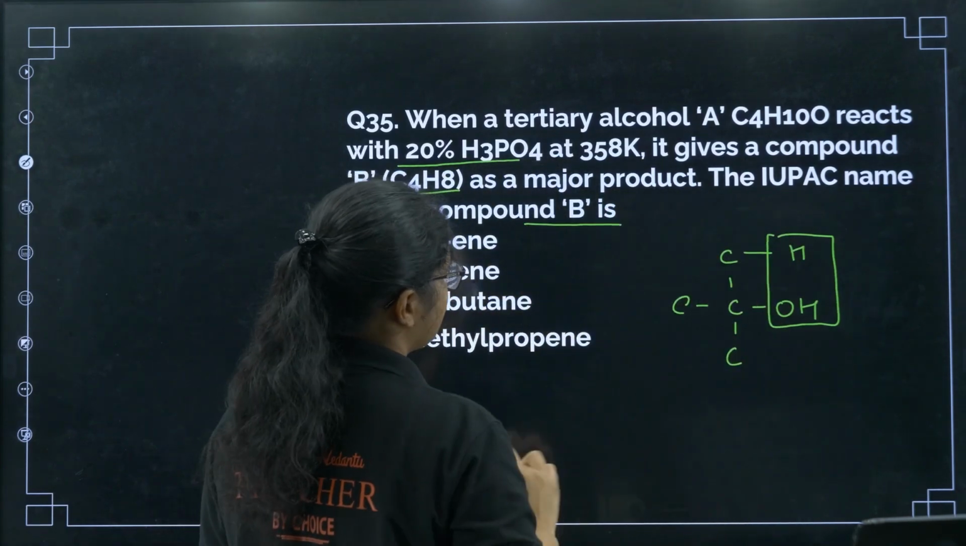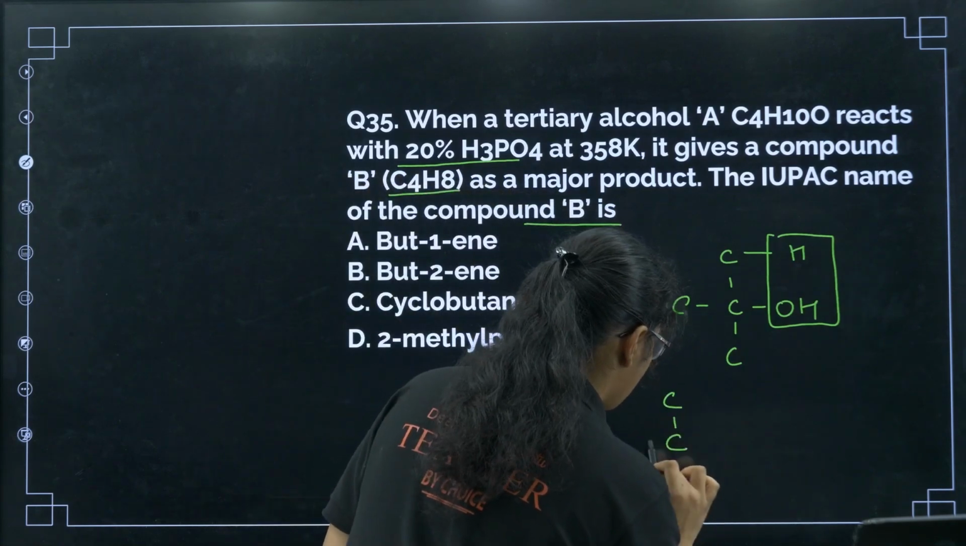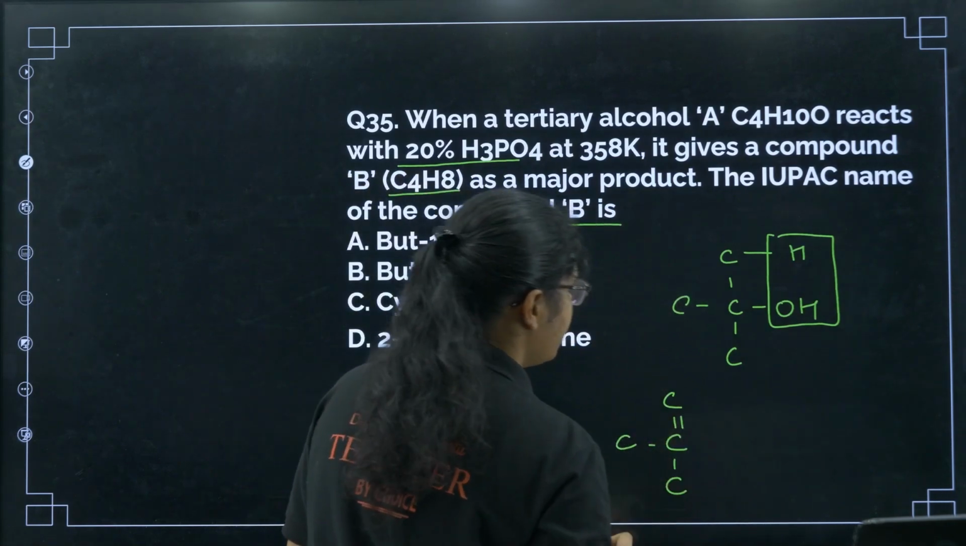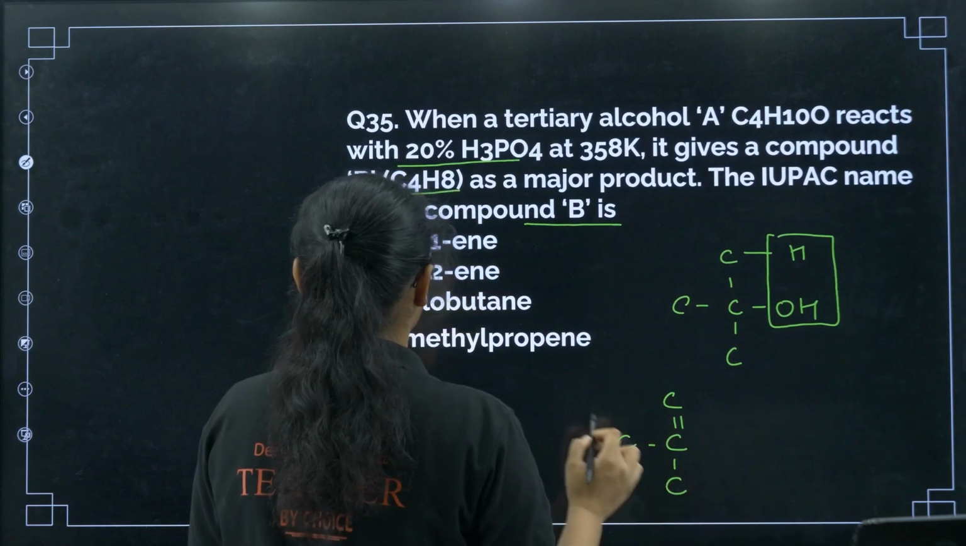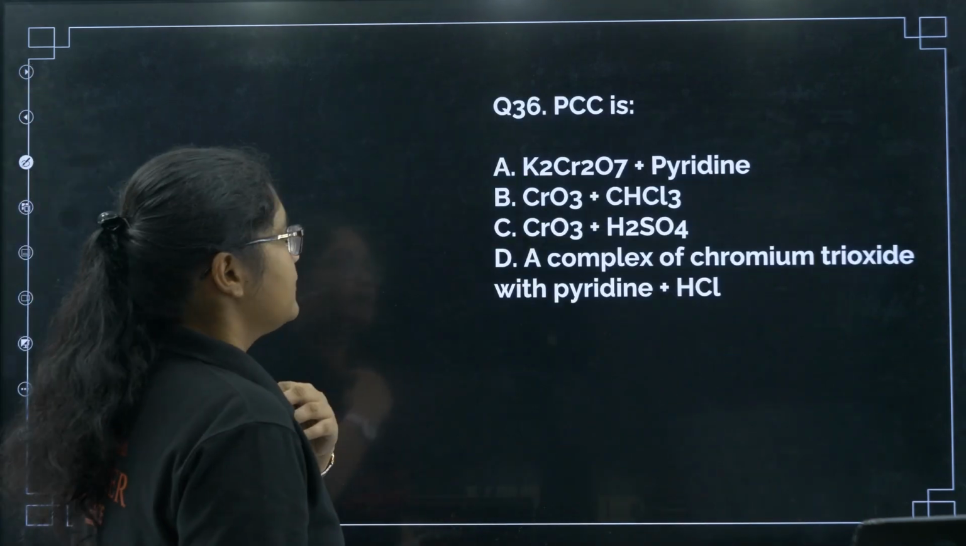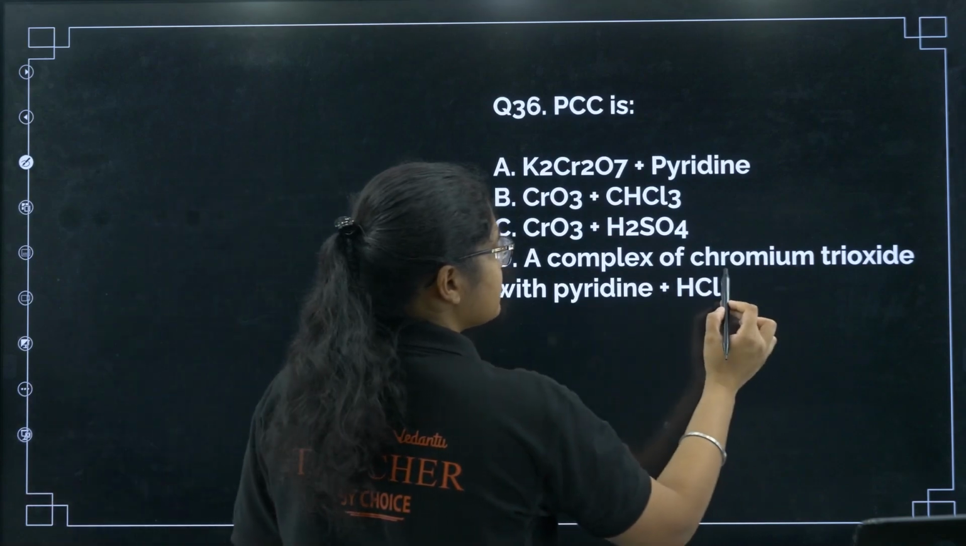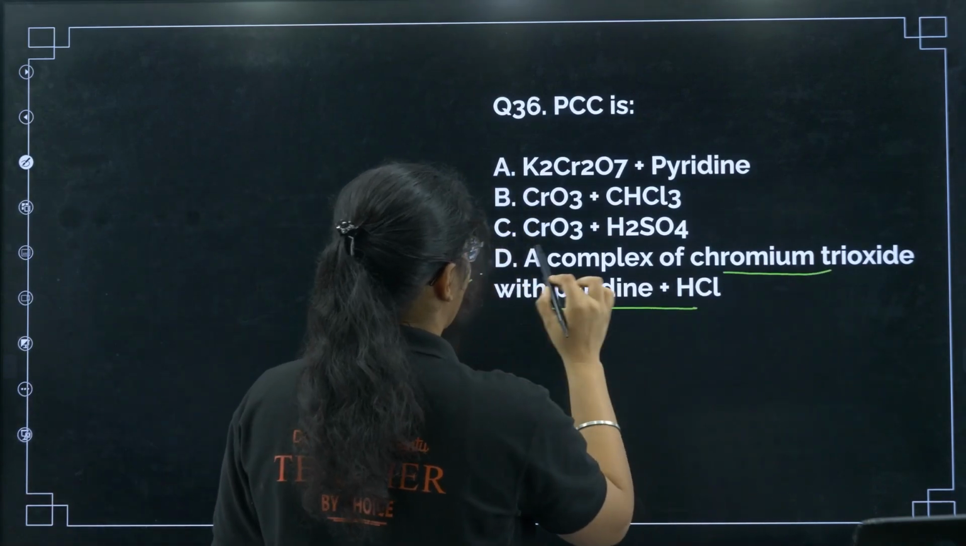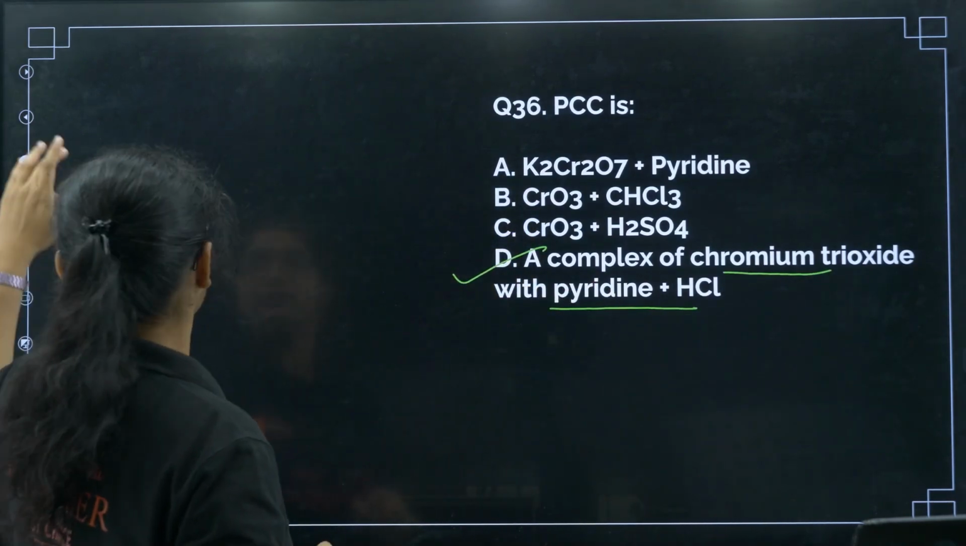The IUPAC name of the compound is... So we have this one. Okay, so it is 2-methylpropene, option number D here. Next, PCC is a complex of chromium trioxide with pyridine and HCl. That is the formula.